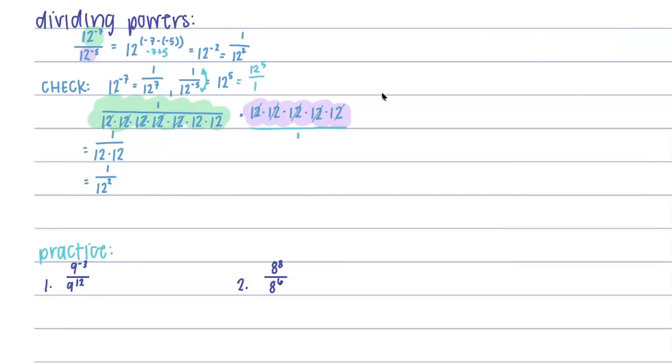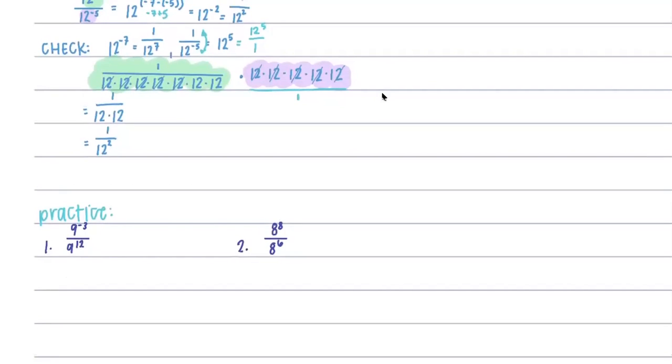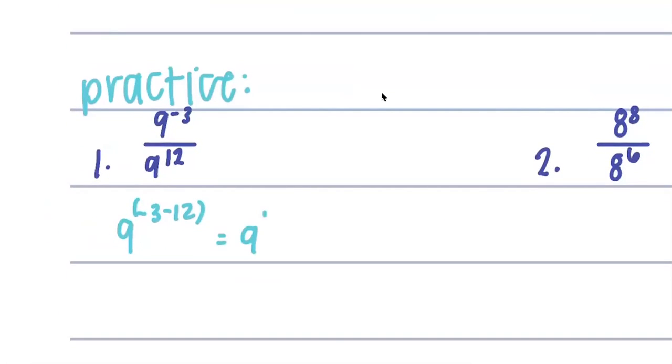Okay, does anybody want to explain how they did the first one? Can I? Apollo, go ahead. Okay, so since it's divided, you subtract the exponent. So it's -3 minus 12, which is -15. So it'd be 9 to the power of -15. Yeah, that's correct. Another way to write that... Wait, is it 1 over 9 to the power of 15? Yeah, good job.